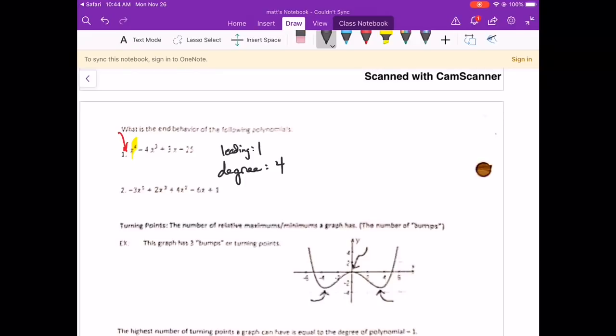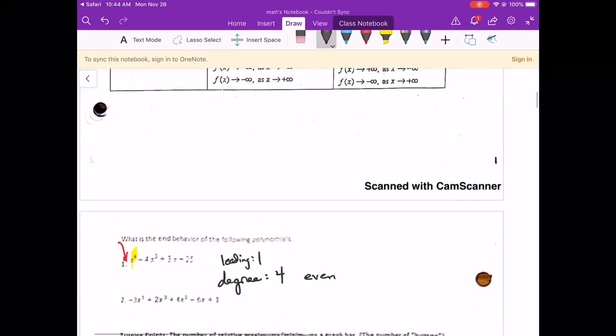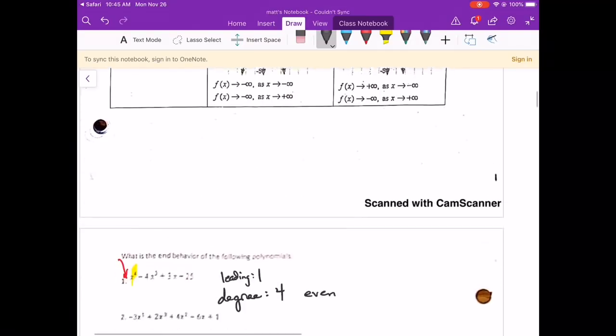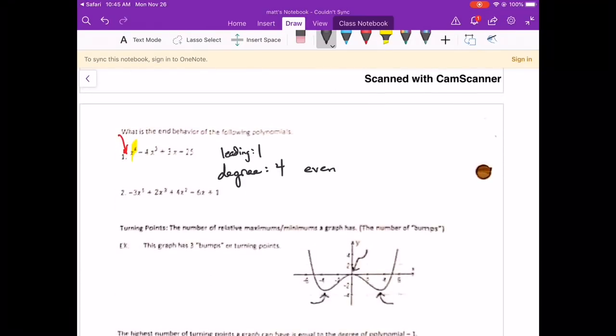So that means that I'm going to have an even function. So both arms will be heading in the same direction, and the leading coefficient is positive. So it's going to be some version of this top row. That means my end behavior will be: as x goes to negative infinity, that's the left side, the y's are going up to positive infinity.